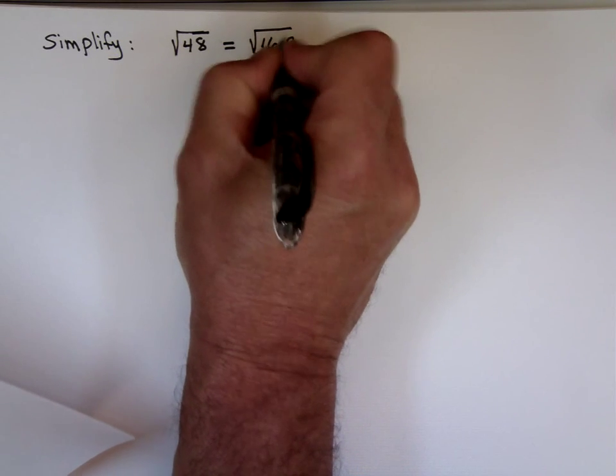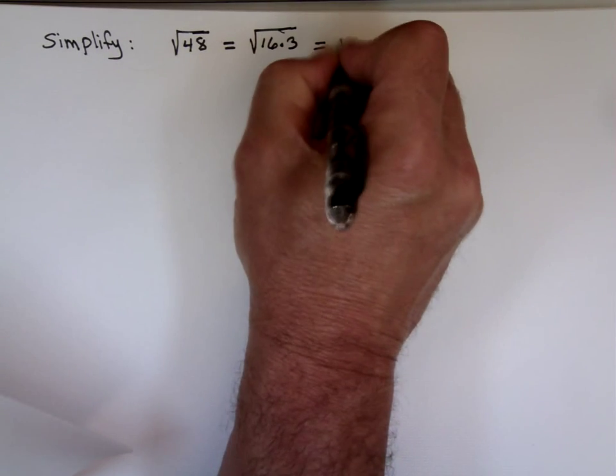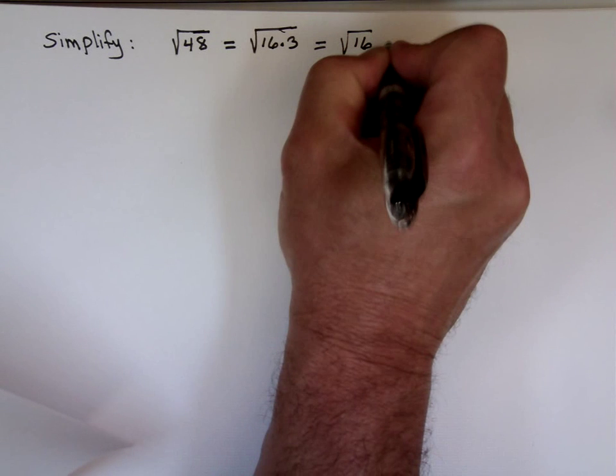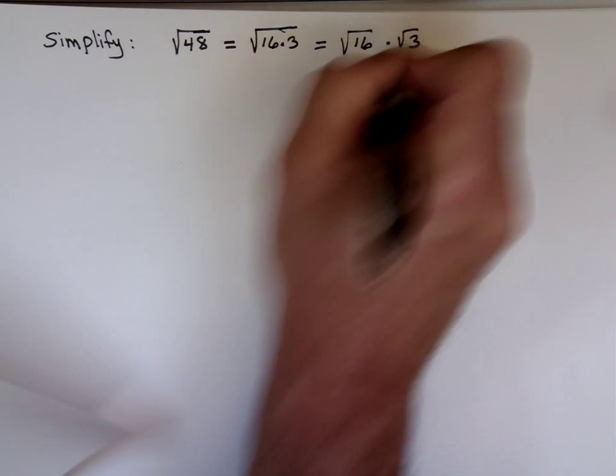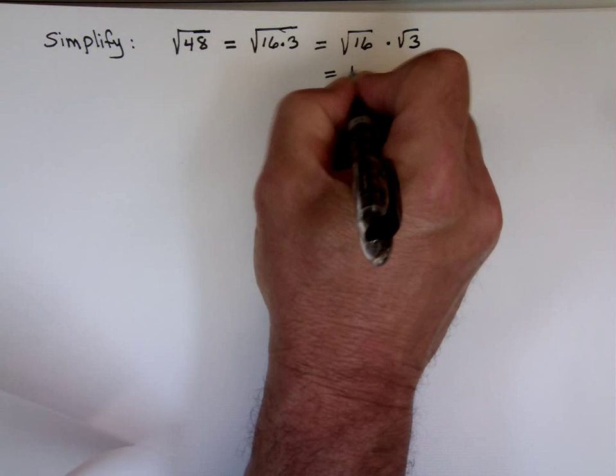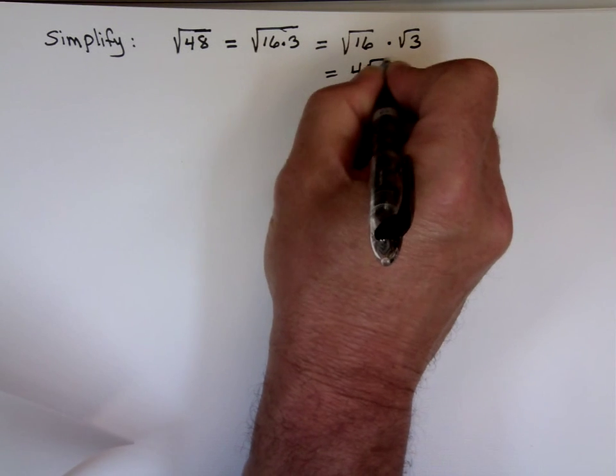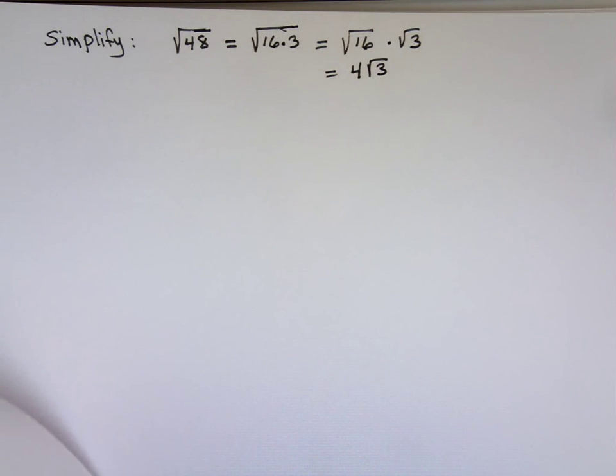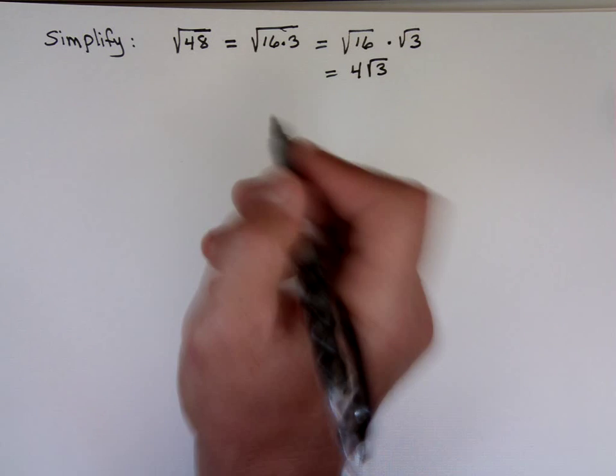So I should be able to break that into the square root of 16 times the square root of 3. What is the square root of 16? That's 4. The square root of 3, I can't simplify it, and I'm going to leave it like that. 4 times the square root of 3. Another one.